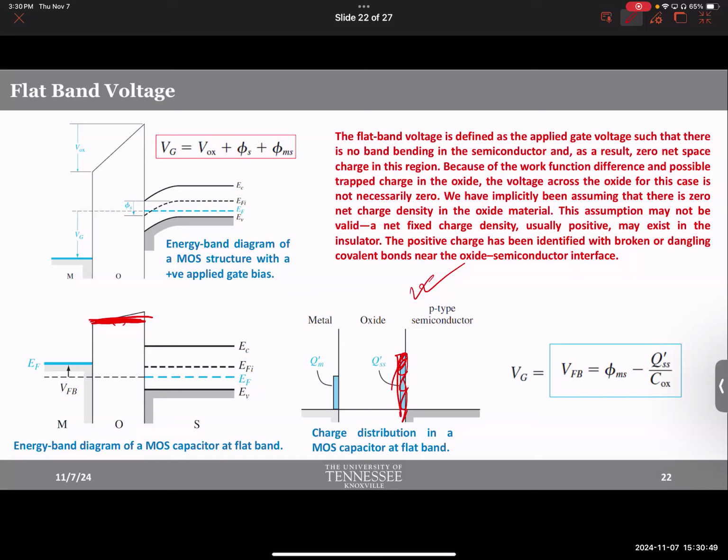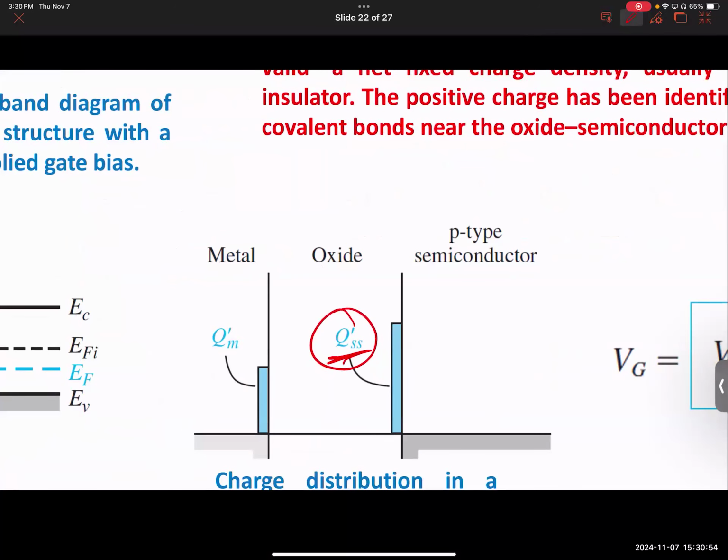And that shows up here. We often represent it as surface charge, QSS, surface charge. Why? Because the broken bonds typically occur at the surface. Whenever there is a surface, there are broken bonds. Okay? Because you switch over from one material to the other. You change from silicon oxide to silicon. And that's where all the problem occurs. That's where you have broken bonds. Okay, that's why you have charges.